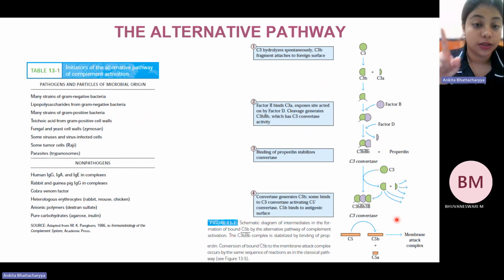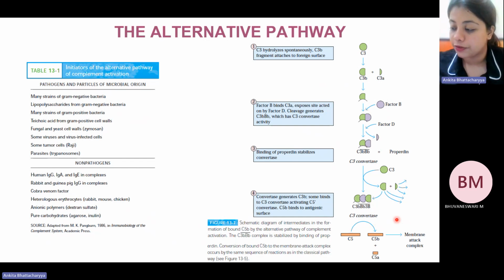Also, keep in mind that stabilization is taken care of by an external entity, properdin, which is not the case for the classical pathway. These differences will help you in answering questions. Finally, you can see the C3 convertase and the C5 convertase; I think it has been mislabeled. This is the C5 convertase. It helps in the cleavage of C5 into C5b plus C5a. This C5b then participates in formation of the MAC, or the membrane attack complex. Otherwise, it can bind to the antigenic surface, permeabilize it, lyse it, remove it, and clear it from the system. This is the entire pathway.